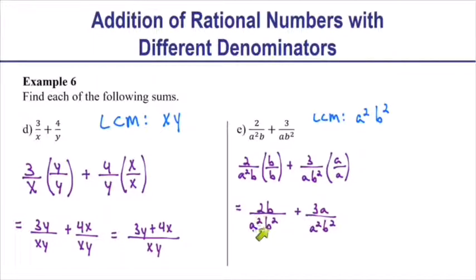And now you can see that the denominators are the same, so when we add the tops, they're not like terms, so they won't combine. But we'll have 2b plus 3a in the top, and in the bottom, a squared b squared.